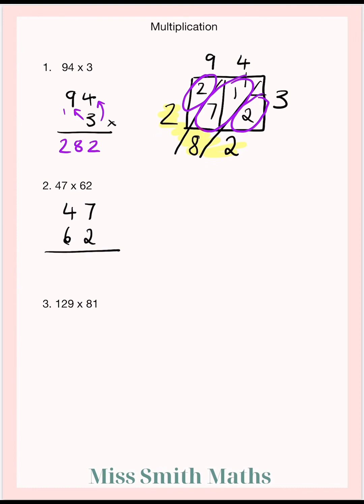Right, if we move on then to 2 digits by 2 digits, we've got 2 times my 7, which gets me 14. So I'm going to carry my 1. And then 2 times 4 gets you 8. Add your 1 is 9.